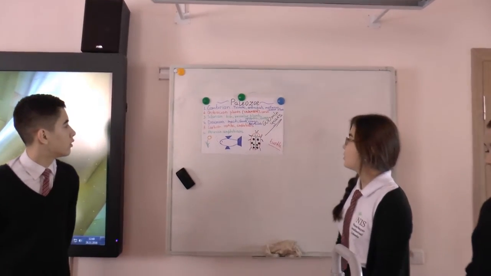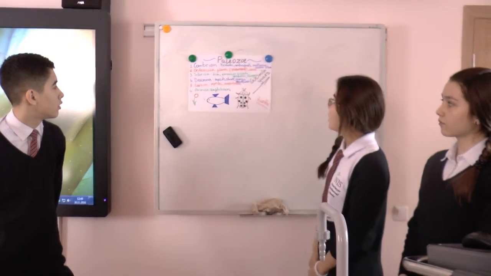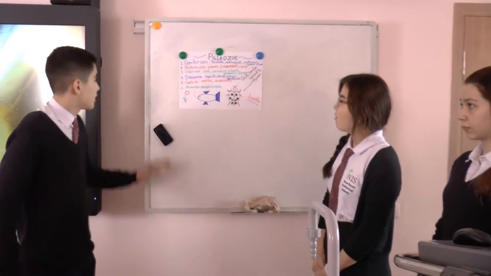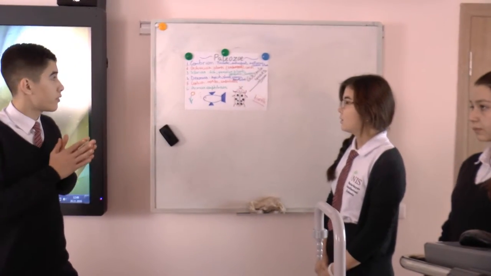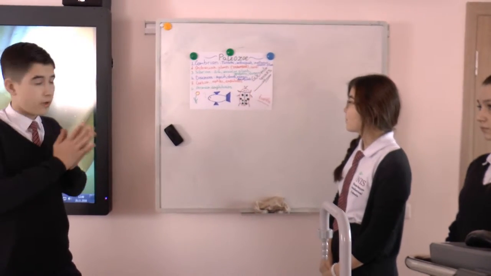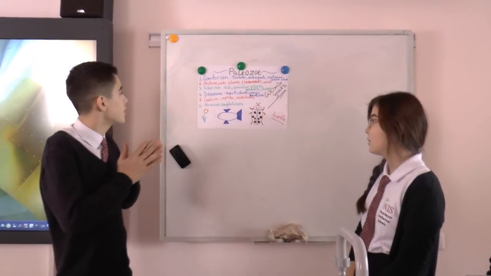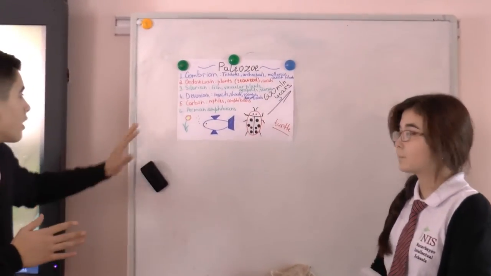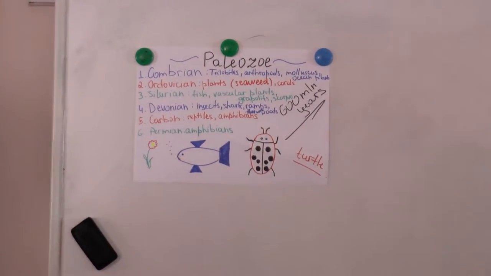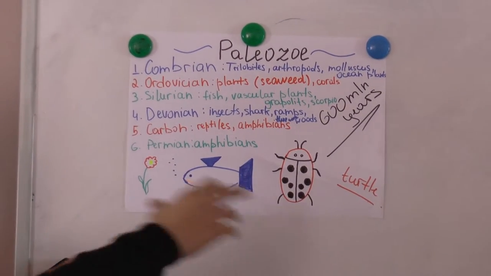The fourth period is the Devonian, and the Devonian period consists of insects, sharks, crabs, and there were werewolves. The fifth one is the Carboniferous, the appearance of gymnosperms, and also the diversity of amphibians like Stegocephalia. Then we have also amphibians. The sixth one is the Permian. In the Permian, gymnosperms begin to displace ferns. Also, reptiles displaced amphibians.